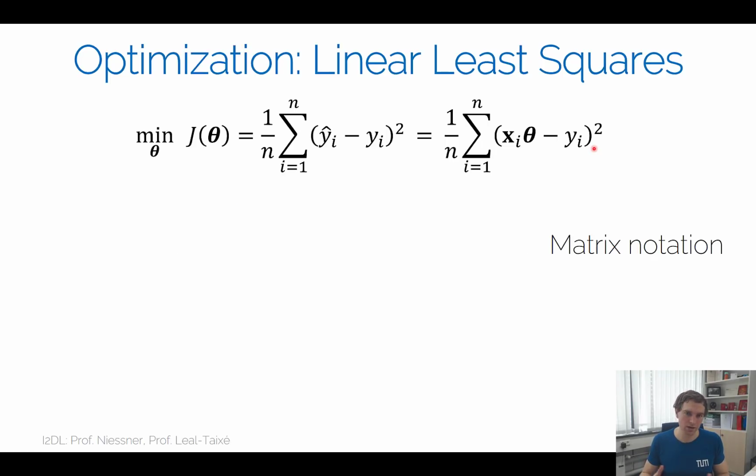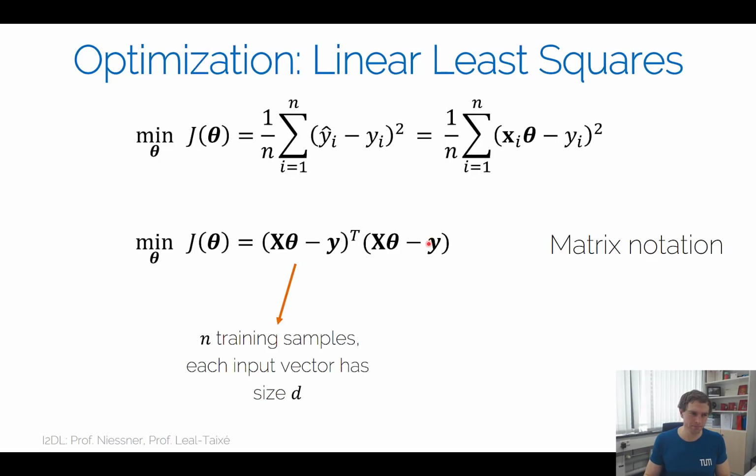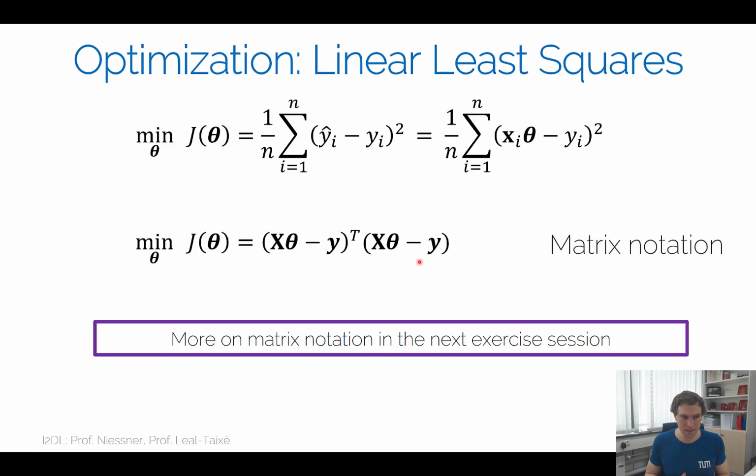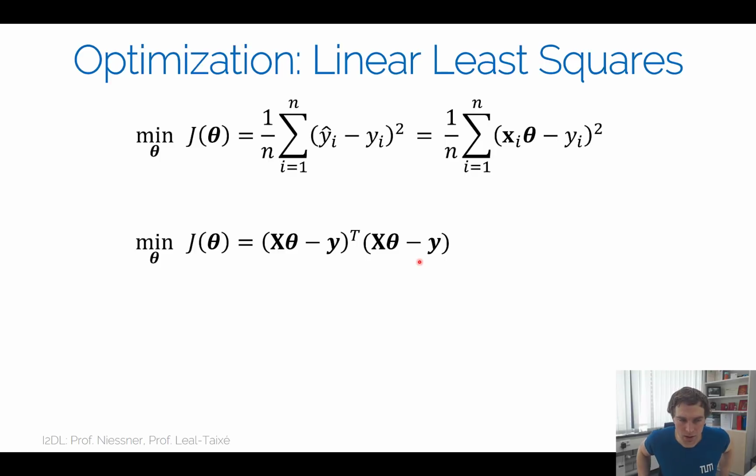I mentioned it before, we often write it down in matrix notation. It's just so much easier and very straightforward. This is a squared function, so we have x times theta minus y, transposed, times x times theta minus y, and we optimize for that. We have n training samples, and each input vector has dimension d, so the dimensionality here is basically d times n. If you consider the bias not part of d, then it's d plus 1 times n. I didn't want to write it down, but just be clear about it. The y here is the labels, the ground truth information. In the exercise session, we will talk a little more about the matrix notation, but I hope you get the broad concepts.